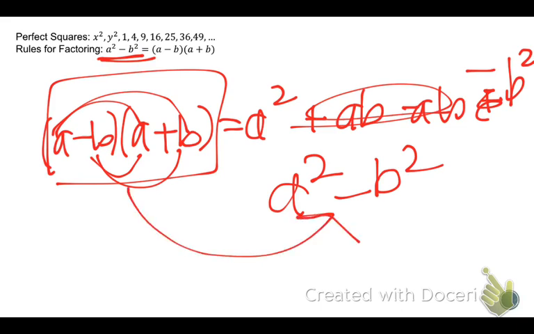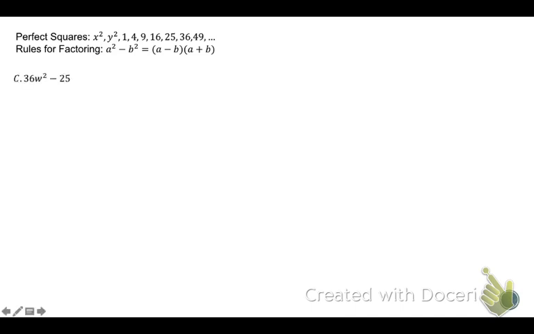Okay? So let's factor this. So 36w squared minus 25. We'll square root both of those. The square root of 36w squared is 6w. And the square root of 25 is 5. So that's going to be 6w minus 5, 6w plus 5. Okay? Seems easy enough. Let's look at this one.